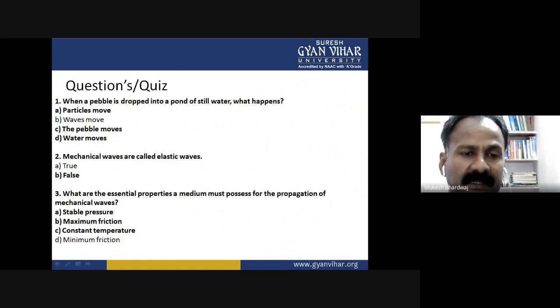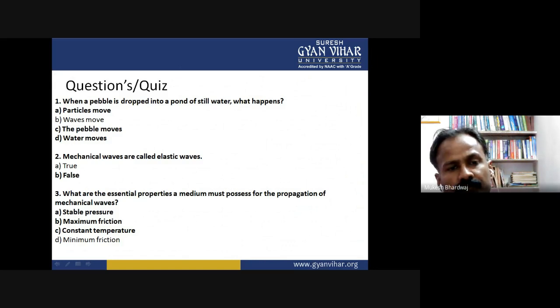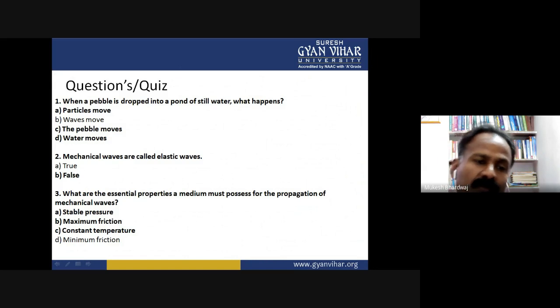Mechanical waves are called elastic waves. So mechanical waves are not called elastic waves; the statement is false. What are the essential properties a medium must possess for the propagation of mechanical waves? Stable pressure, maximum friction, constant temperature, minimum friction. Obviously, minimum friction is needed for smooth propagation of mechanical waves.